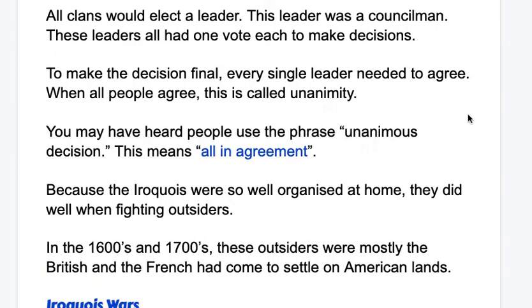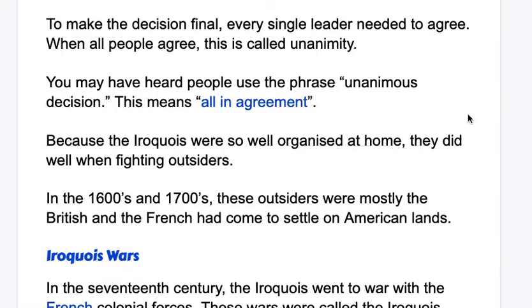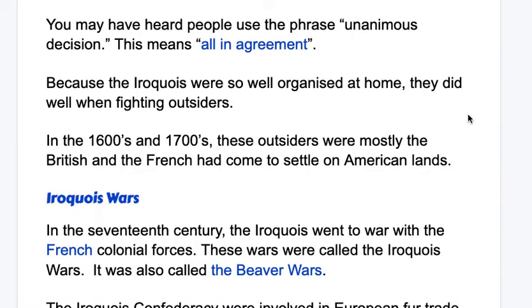All clans would elect a leader. This leader was a councilman. These leaders all had one vote each to make decisions. To make the decision final, every single leader needed to agree. When all people agree, this is called unanimity. You may have heard people use the phrase unanimous decision. This means all in agreement.